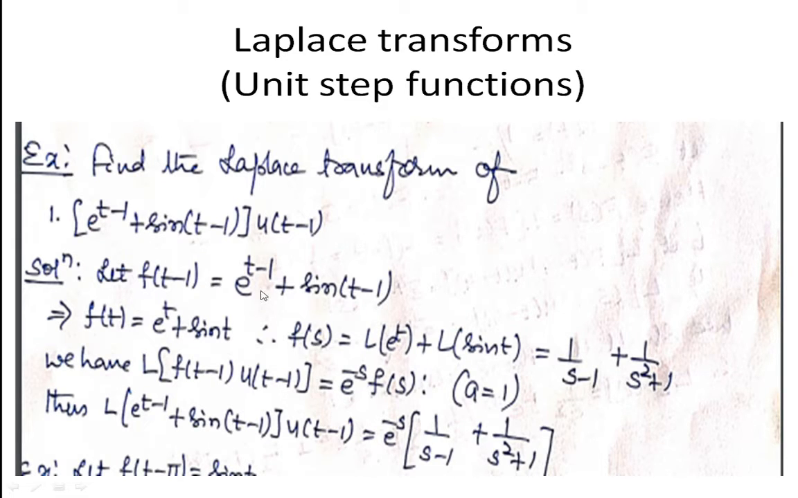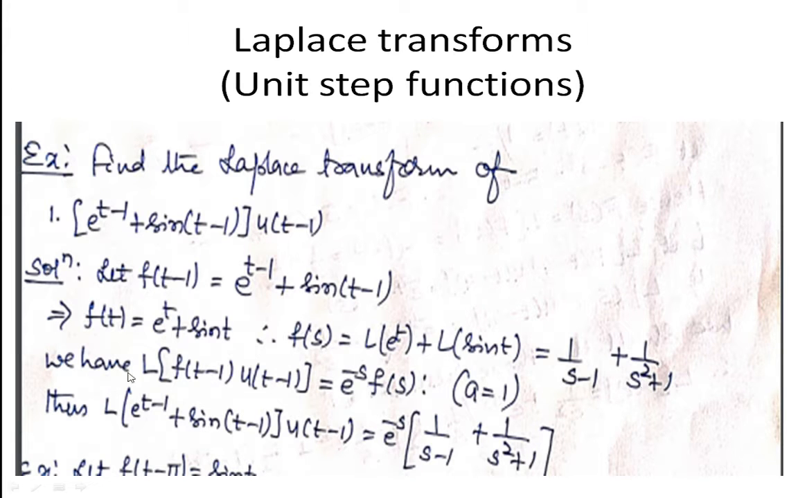What shall we do? Again the type 1: replace t by t plus a. What is a here? a is equal to 1. If it is t minus 1, a is equal to 1. Suppose if it is t plus 1, it will be a is equal to what? Minus 1. Keep this in mind. Okay. Therefore, f of t is equal to what? e to the power t plus sin t. Replacing t by t plus 1, this term will be e to the power t plus sin t. Find its Laplace transformation by your usual procedure.